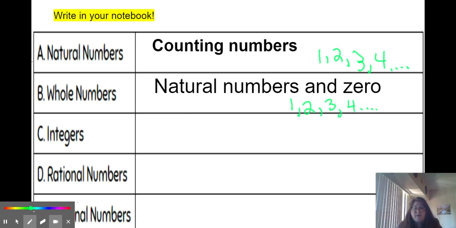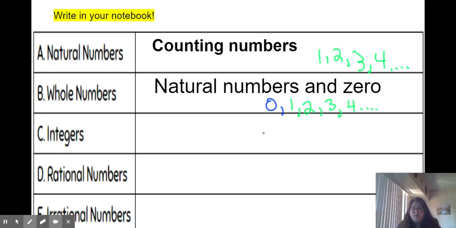We also have 0. 0 is also considered a whole number. I can have a whole pizza and have eaten it, and now there is 0 left. 0 slices left. That's considered a whole number.